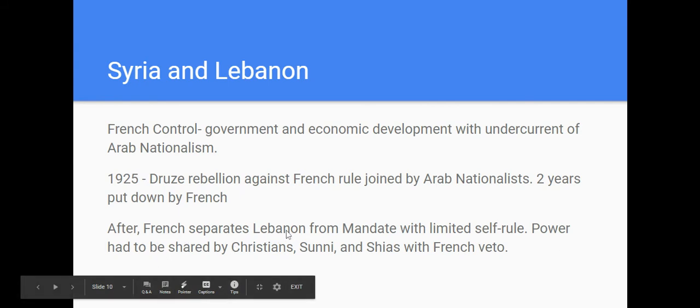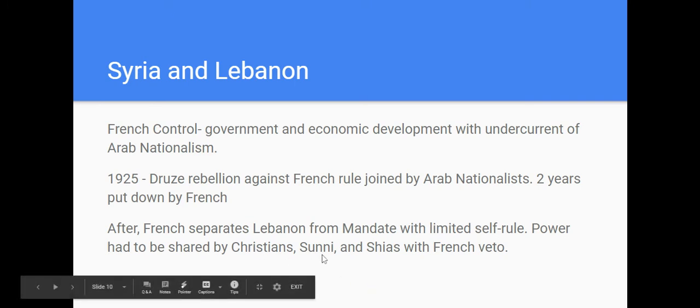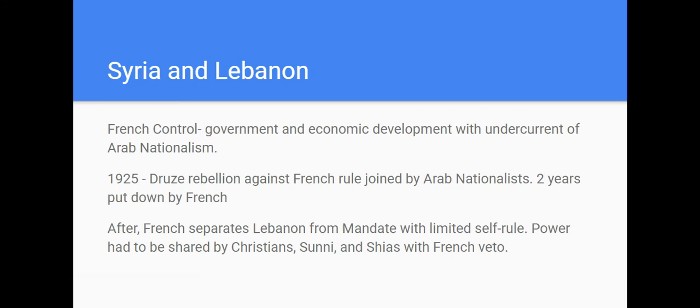After this, France separates Lebanon from their mandate with limited self-rule, and then they demand that power is shared by Christians, Sunni, and Shias with the French veto. So again, even if these groups share power, the French can always agree or disagree with them, so they don't really have that much power. And then this idea here is that you have these three very different religious groups and you try to get them to cooperate with one another, but that's really just going to create religious and ethnic tension, which is one of the long-term causes of instability in this region over the next almost to the present.